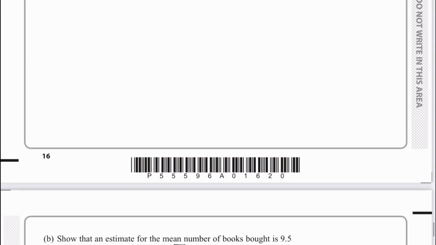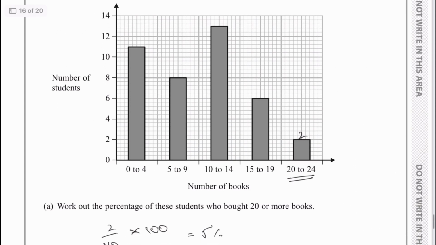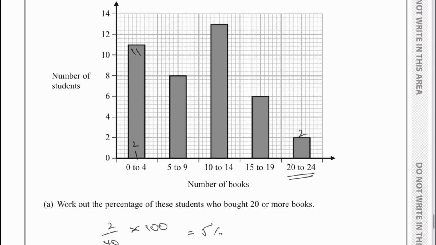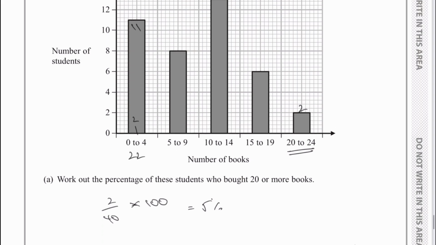So I'm going to go back to the chart itself, and within each of these groups I'm going to look at the average number, because the first group of 11 students bought between 0 and 4 books. So we say that they bought an average of 2 books each. So within that first group there must be 22 books represented. And we use that technique for all the other bars as well.